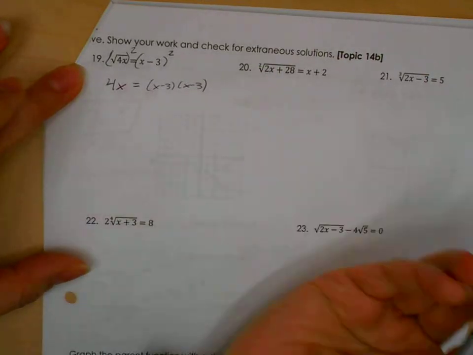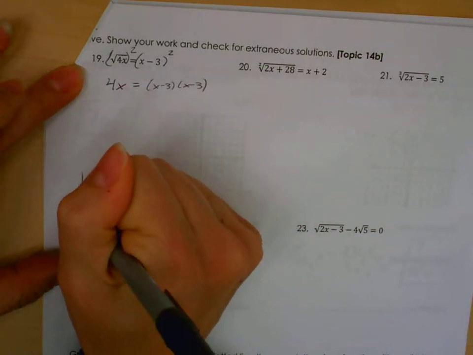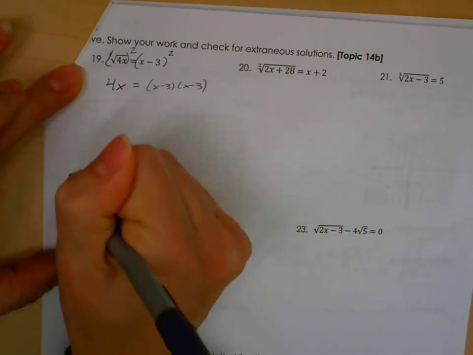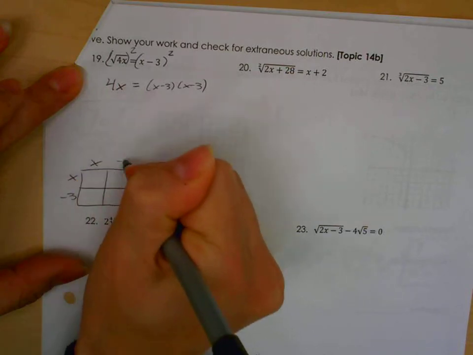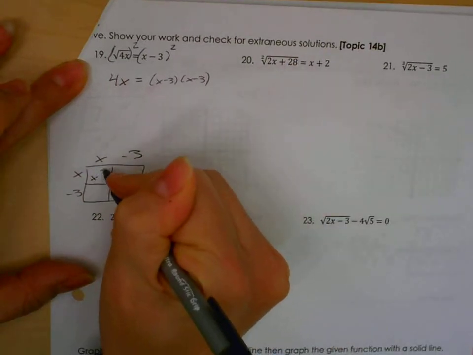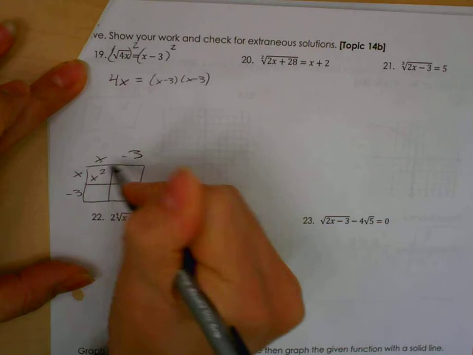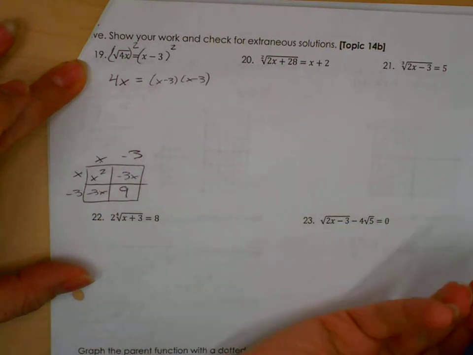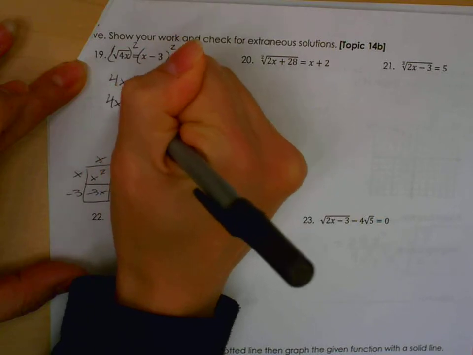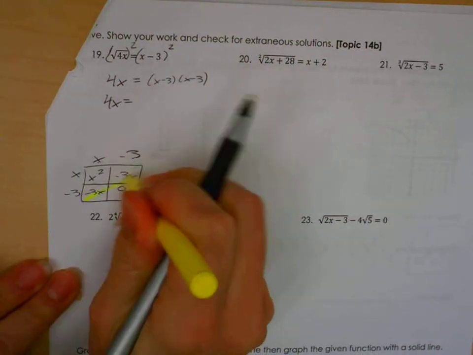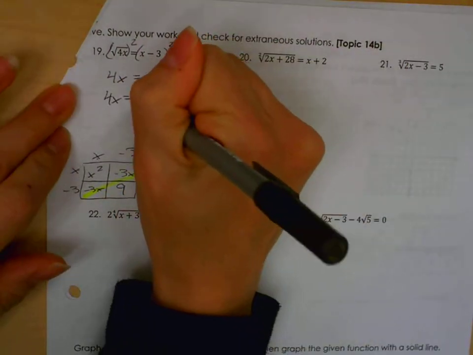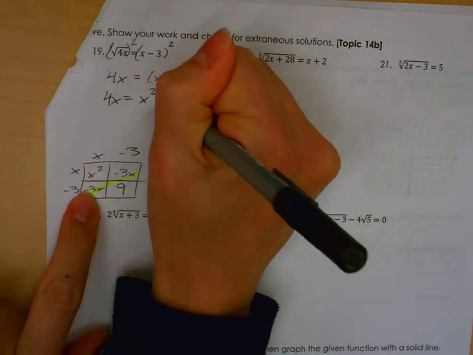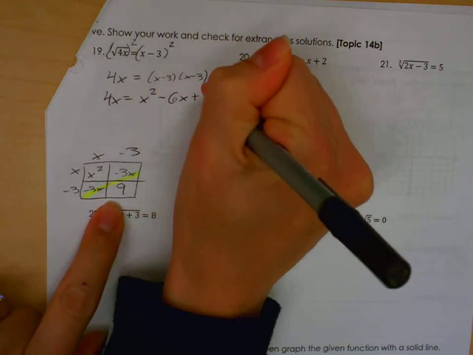So you're going to want to box that out. You've got x minus 3, x minus 3. So multiply those, gives you x squared. This gives you negative 3x, and 9. So I get 4x equals, and again, remember my like terms, x squared minus 3x minus 3x is minus 6x plus 9.